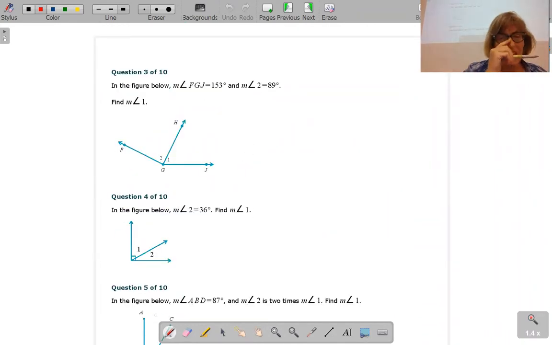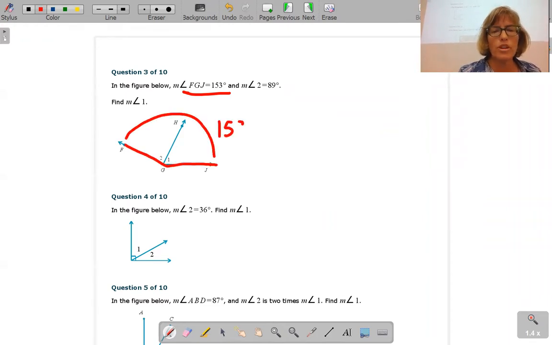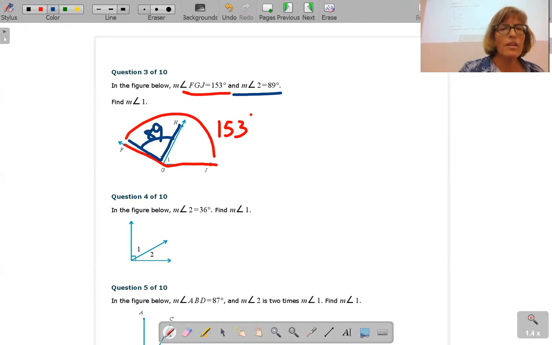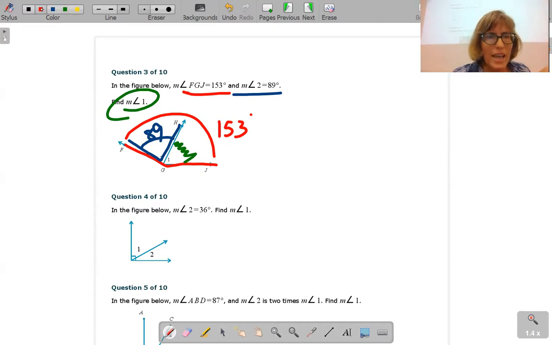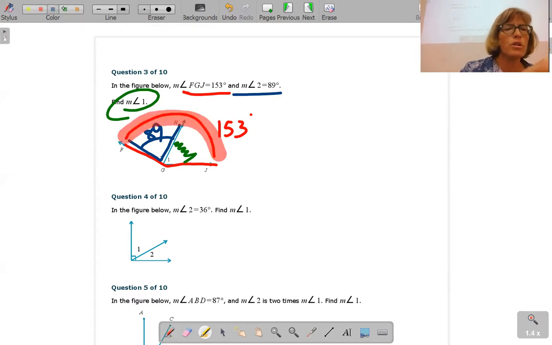Number 3, it says right here, FGJ, and it's important that we trace and sweep. Trace and sweep. Colors really make this helpful. FGJ, trace and sweep, is 153. And then angle 2, trace and sweep, is 89. And it's asking for the measure of angle 1. And of course, if you sweep that, it's simply going to be this larger angle, subtract that smaller angle.